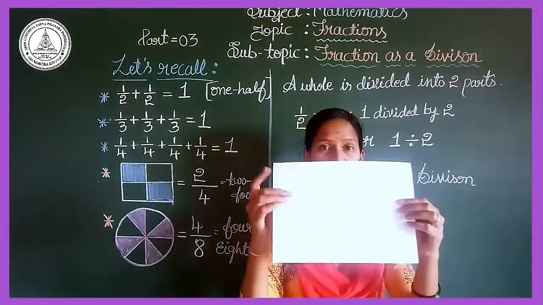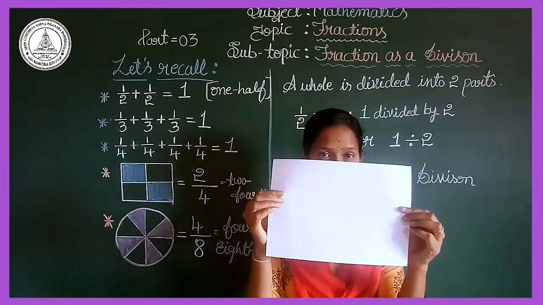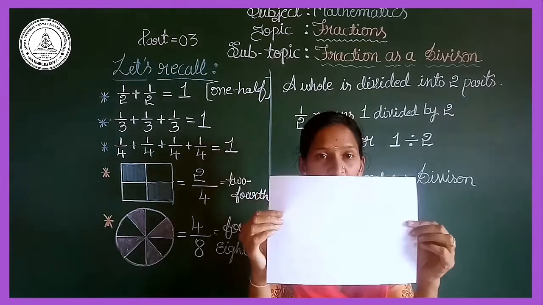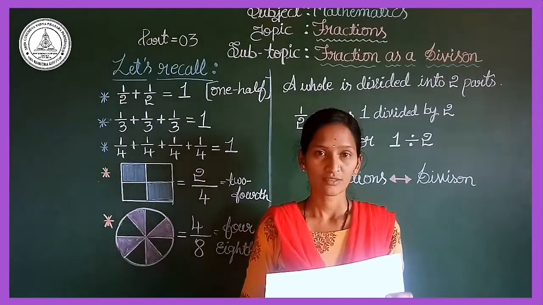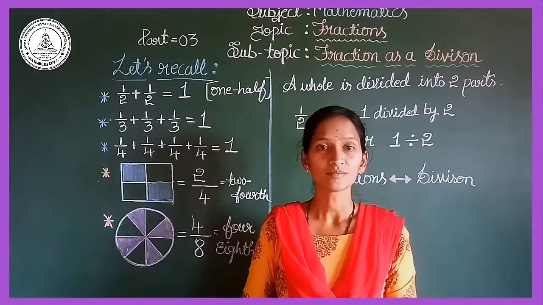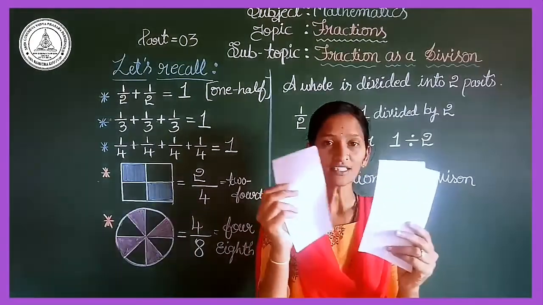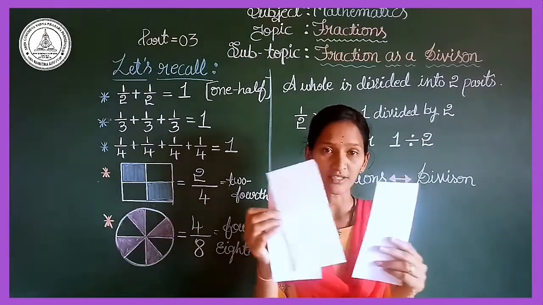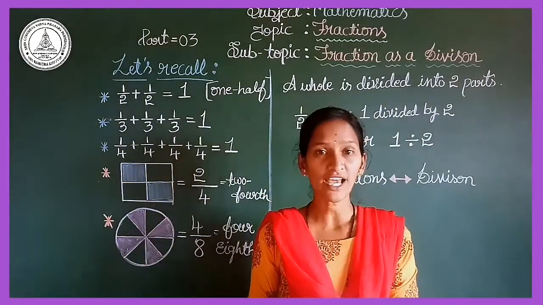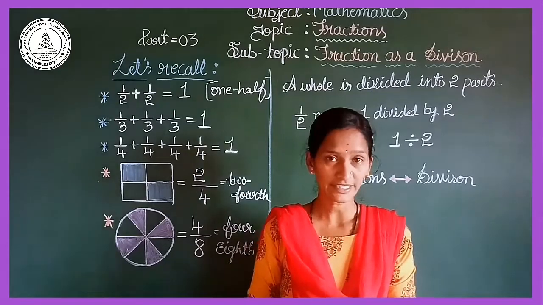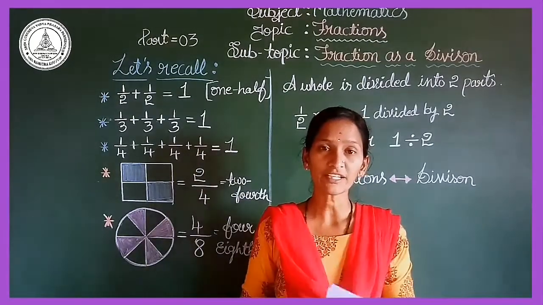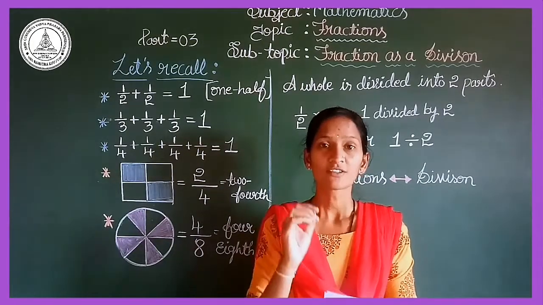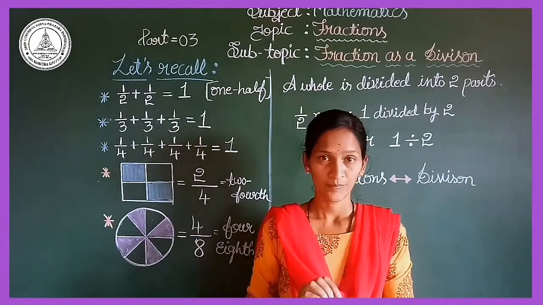Similarly, see here I have a sheet of paper. Right? This sheet of paper I am dividing into 3 equal parts. Here, these are the 3 equal parts. So each part we call 1 by 3 of the whole sheet. Right? How can you write it as a fraction? That is 1 by 3.